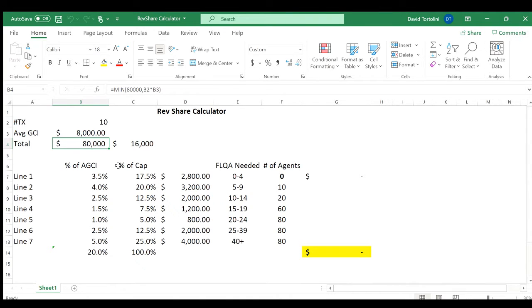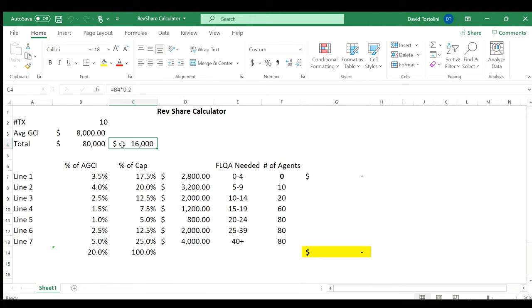Alrighty, we're over here on the spreadsheet now, and you can see I've got the $80,000 in GCI, which is what you would need to do to cap, and that's only 10 transactions at an average of $8,000 in GCI per deal. So it's not like you need to be a super productive agent. You need to be productive, but not crazy productive in order to cap. And we know that that's equivalent to paying $16,000 into EXP.